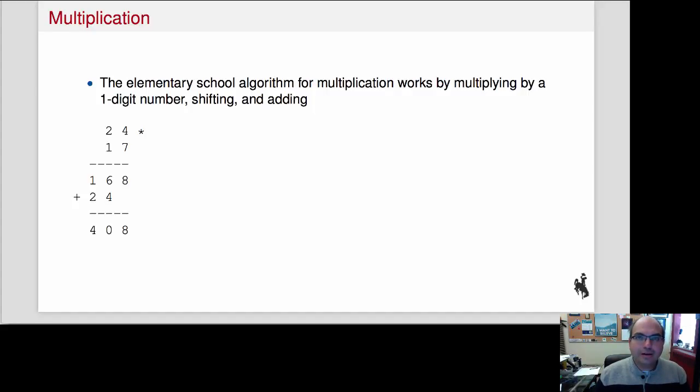So we've done integers, right? Positive and negative. We've done addition. We can do subtraction. Let's look at some of the other operations. So for example, how do we do multiplication? Okay. So this is the algorithm that we do in elementary school.